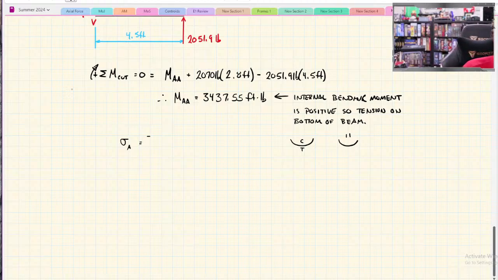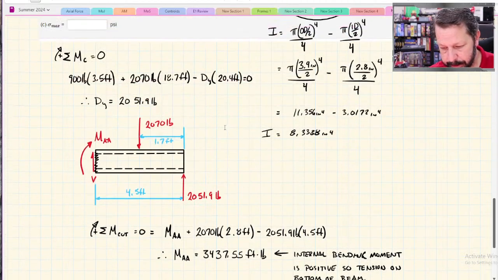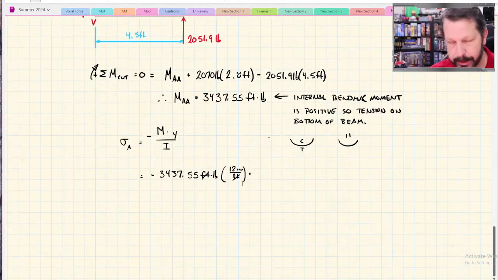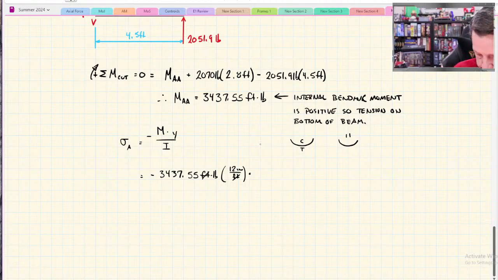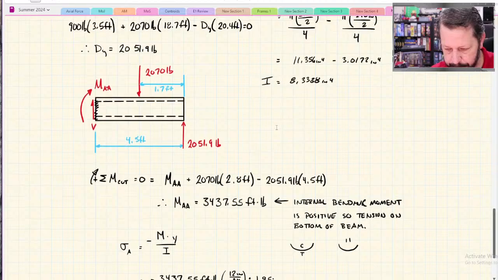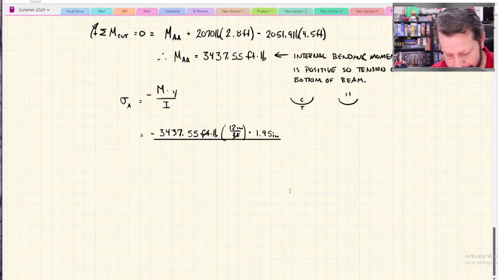Sigma A equals negative M times y over I. So negative M, 3437.55 foot-pounds. I want to convert those to inch-pounds. Times y, a positive distance of 1.95 inches. It's going from the neutral axis to the top of the beam. And then we've got I, that was the first thing we calculated. I got 8.3388.